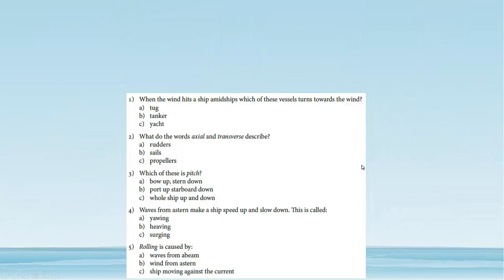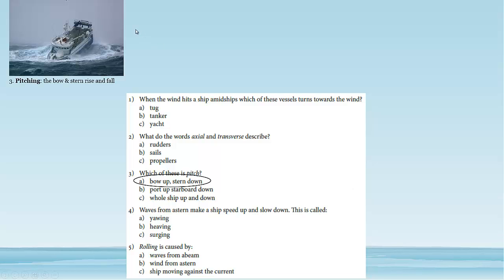Okay, well, let's go on to question number three. Which of these is pitch? Is it bow up, stern down, or is it port up, starboard down, or is it whole ship up and down? Well, if you remember, we went through ship motions before Christmas, and bow up, stern down is pitch, when the whole bow and stern rises and falls with the waves. So you can see here, I believe this is a fishing factory trawler, it looks like, in heavy seas, and the bow is definitely pitching way down into the wave, into the trough of the wave, while the stern is raised very, very high in the water. So that's pitching.